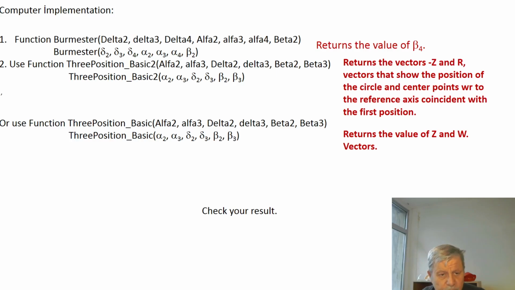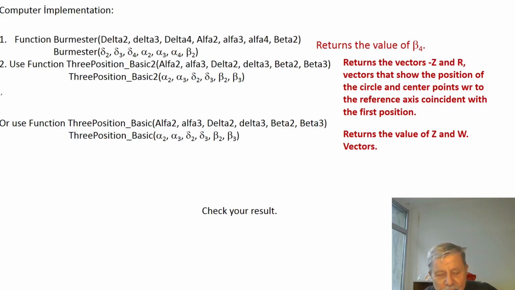No problem. Use function three position basic 2, or three position basic. Now, function Burmester: you specify delta 2, delta 3, delta 4, alpha 2, alpha 3, alpha 4. These are the four positions of a moving plane. You specify those, and you specify a certain crank angle, beta 2. Let me repeat. If you want to define beta 3, take it as your first equation. Shuffle your equations, take it as the first equation, renumber them, and that will be it. So don't worry. It's the same thing.